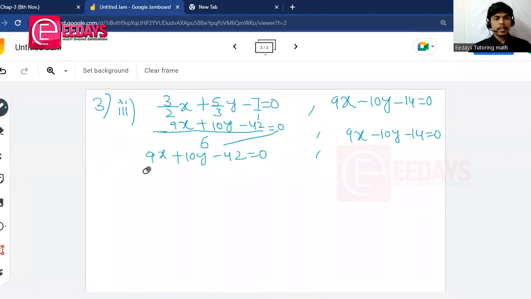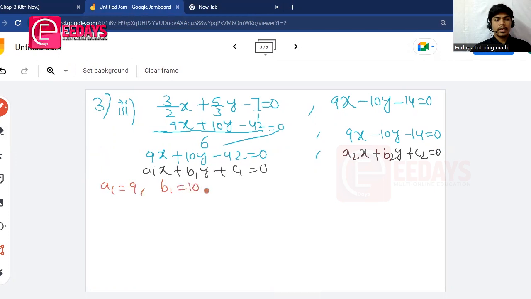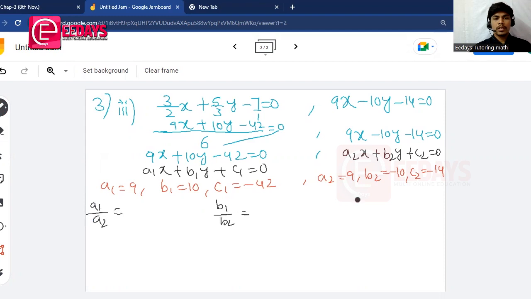So a1x plus b1y plus c1 is equal to 0, a2x plus b2y plus c2 is equal to 0. Now let's do the comparison. a1 here is 9 and b1 here is 10. c1 here is minus 42. a2 here is 9, b2 here is minus 10, c2 here is minus 14. Okay, I'm writing again. c2 here is minus 14. Now do the comparison: a1 by a2, b1 by b2, c1 by c2.